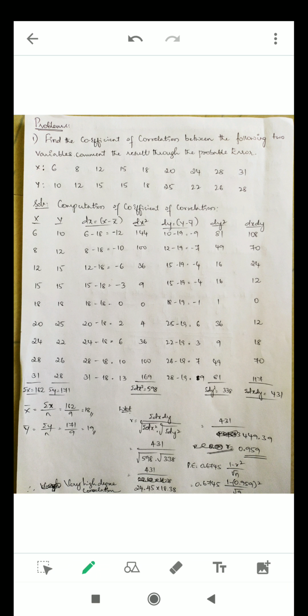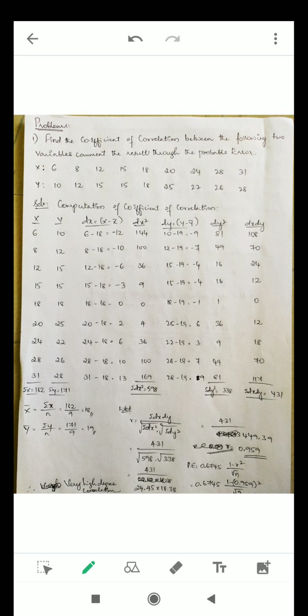Minus into minus is plus, as you all know that 12 9s are 108, 10 7s are 70, 6 4s are 24, 3 4s are 12, 0 into anything is 0, 2 6s are 12, 6 3s are 18, 10 7s are 70, 13 9s are 117. So now total the dx dy values; the sum of dx dy is equal to 431. Now we have all the values required to calculate the correlation.